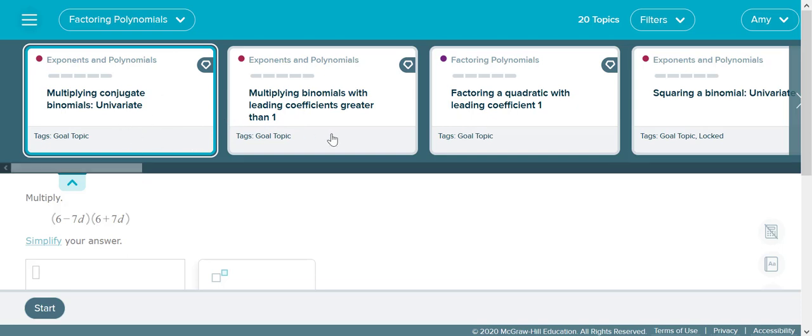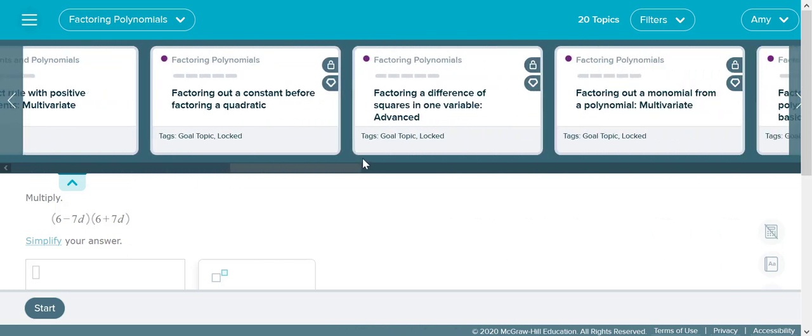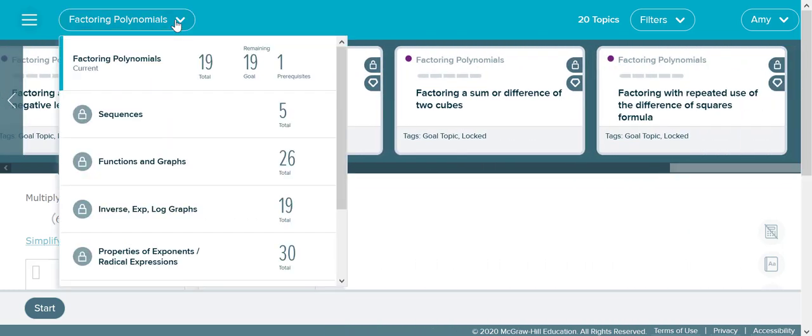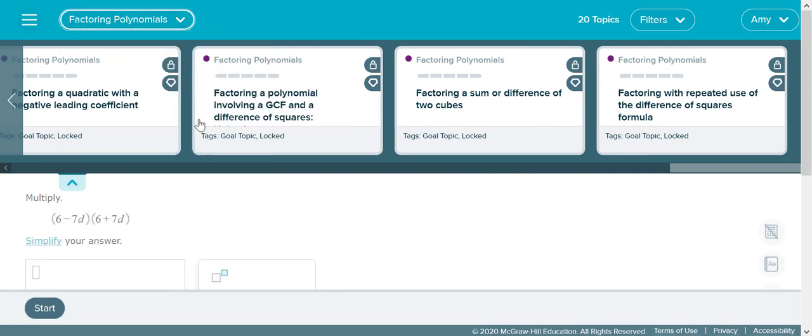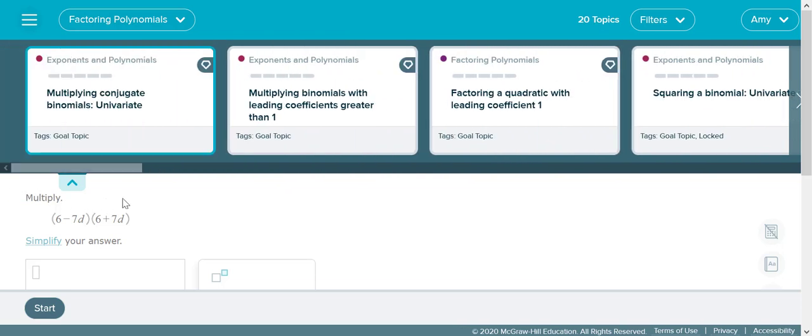Some of you might not see these topics when you log into your Aleks after you've done your knowledge check, because there's a whole lot in this section. There's actually, I think, 19. Let me look here. Yeah, 19. And depending on your initial knowledge check, you might not have to do all 19. But I'm going to start right here.